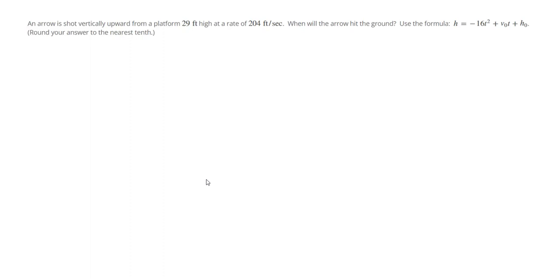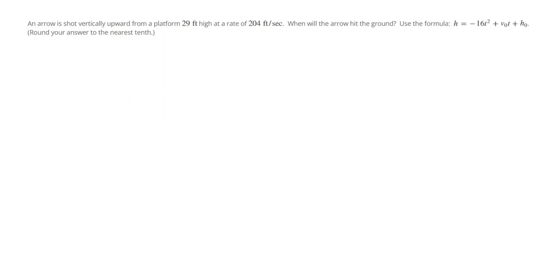Of course, my favorite one, if you know me by now, is sort of the gravity equations. Okay, an arrow is shot vertically upward from a platform 29 feet high at a rate of 204 feet per second. When will the arrow hit the ground? Use the formula H equals negative 16t squared plus v naught t plus h naught. Round your answer to the nearest tenth.